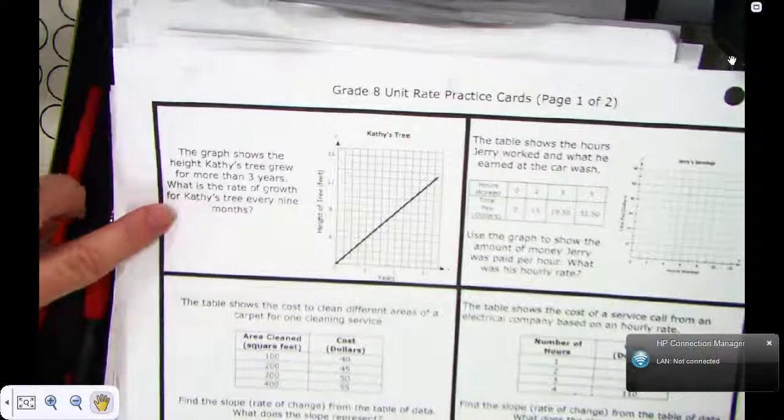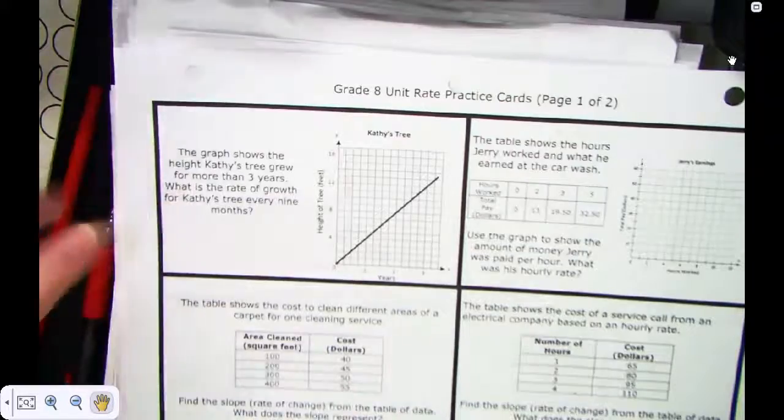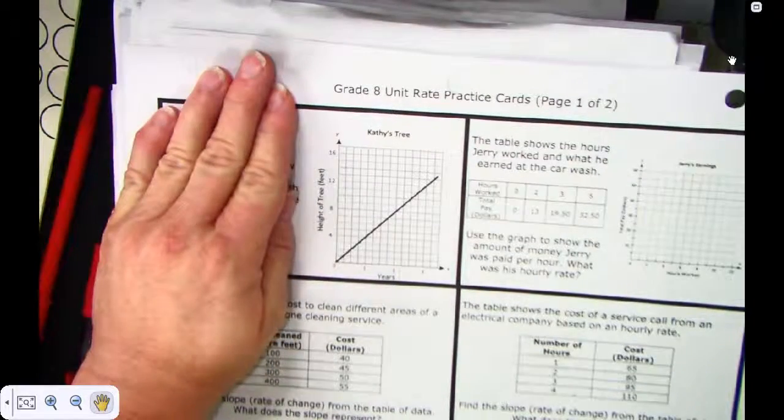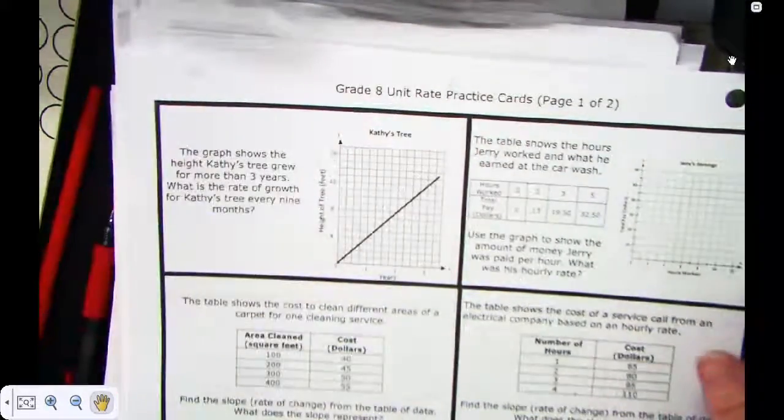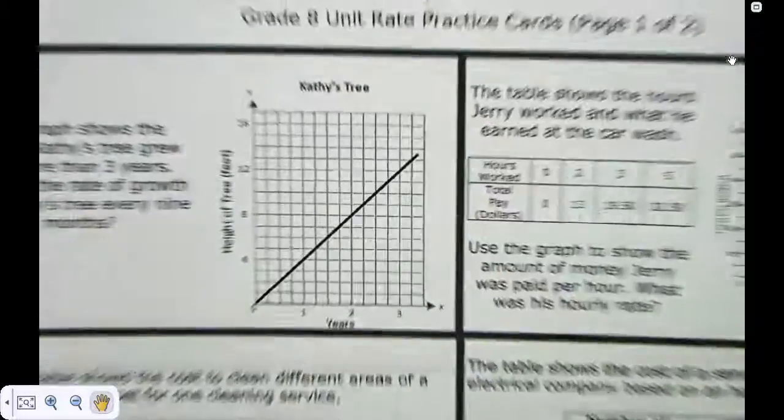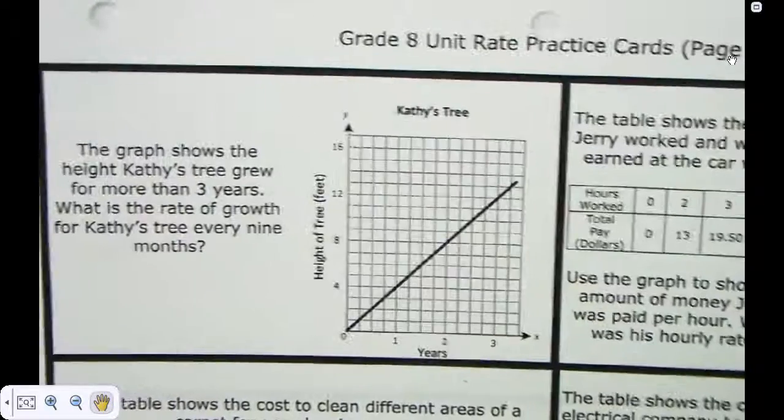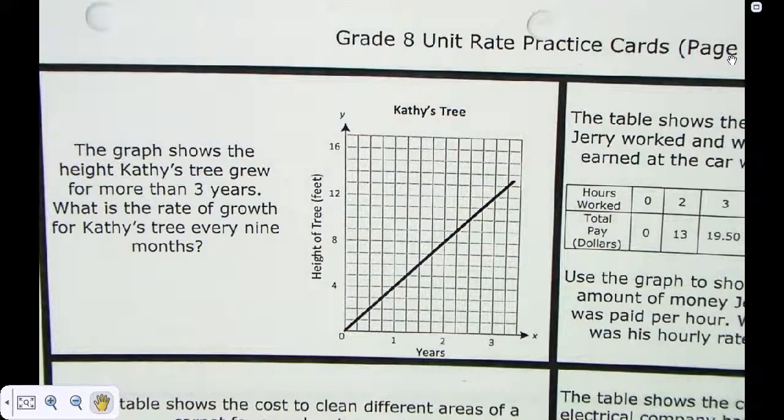Okay, so here we go. First of all, on this first question, ignore what that says and give me the unit rate. Ignore what the question says, and I want the unit rate. Kathy's tree. Unit rate. Raise your hand when you know the unit rate. Up, 2 know it, 3 know it. Unit rate.